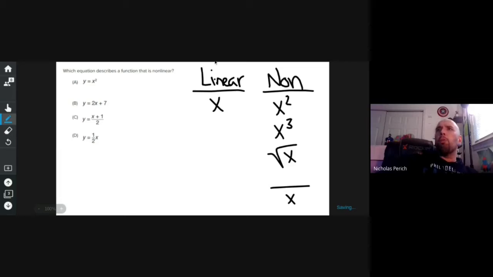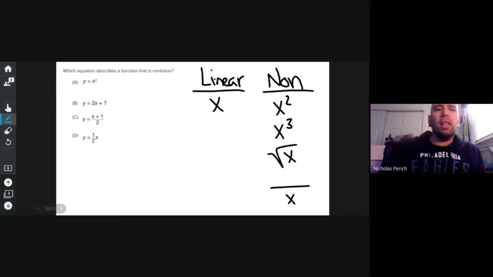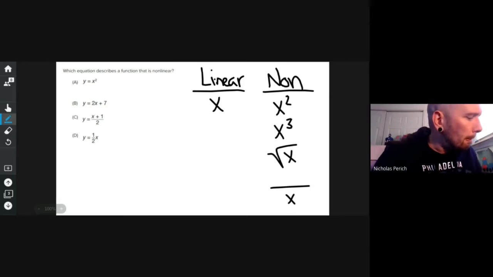This is our first poll. Are you ready? I want you to look at the four options and tell me which of those is nonlinear in the poll that you're getting now. You should get a poll on your screen. I want you to answer which of these is nonlinear. Start putting your answers in. I'll give you about 30 seconds.